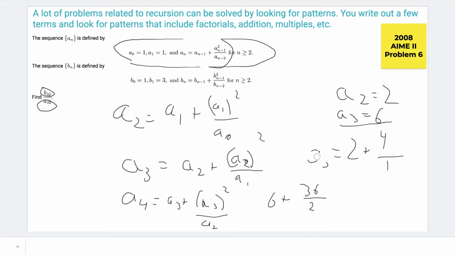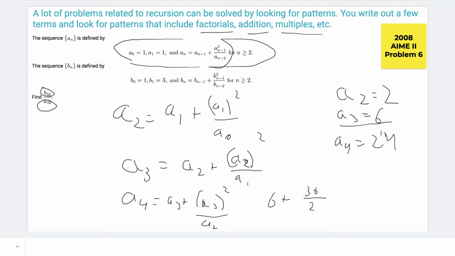And now we have found a significant number of terms. Well, let's look for a pattern. Remember, I said it can be a factorial, an addition, multiples, etc. You can use algebra to rewrite this, but sometimes you just look for a pattern to find the answer, and generally that's the most preferred approach.